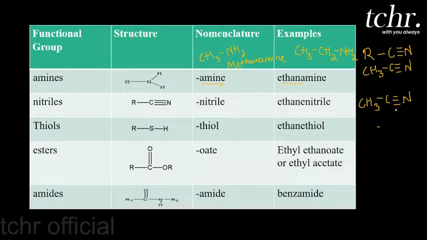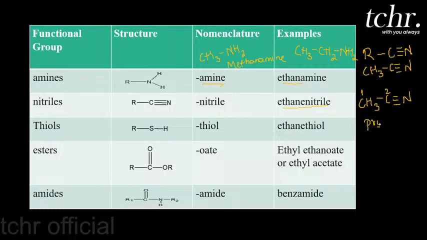So now count the number of carbon atoms along with the functional group carbon atom. So this is 1, this is 2. So totally how many carbon atoms? 2. 2 means it is ethane, and add the suffix nitrile. So it is ethanenitrile. Understood how to name the nitrile groups?